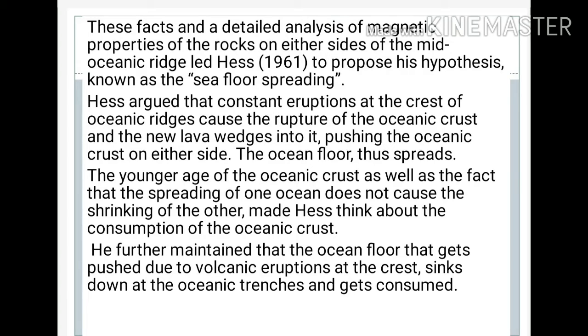But the older oceanic crust does not lead to the shrinking of the other oceanic floors or continents. That older oceanic crust is consumed because of the oceanic trenches present inside the oceans, and again new lava will be created in the asthenosphere, and during volcanic eruption that lava comes to the surface of the ocean floor. So this is seafloor spreading given by Harry Hess in 1961.